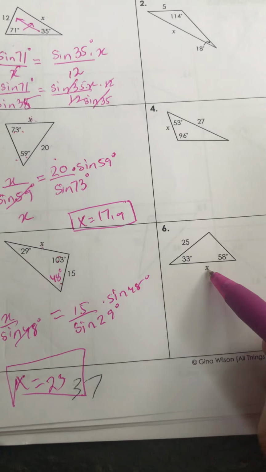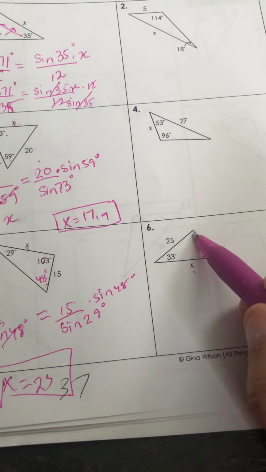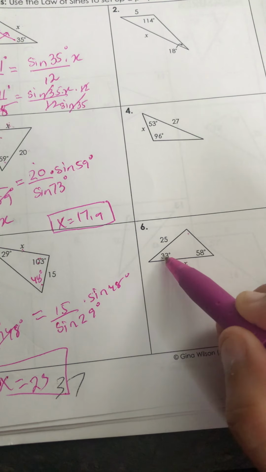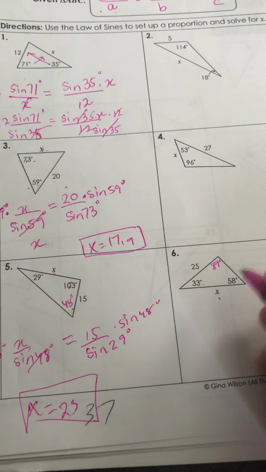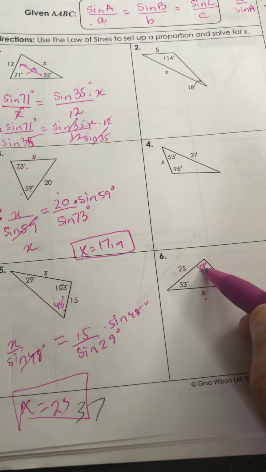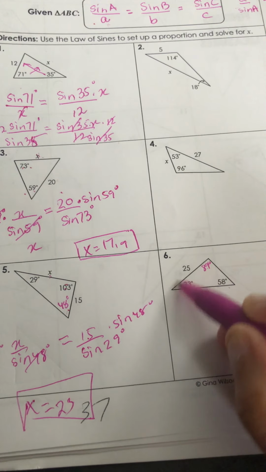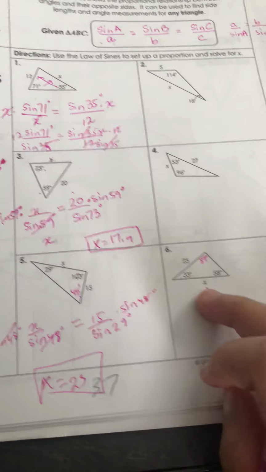In this case, the same. I know this side, but I do not know the angle. I can always find the third angle because of these two angles. This will be 89 degrees. Now I can use this over sine of that and this over sine of that. I don't have to actually use this angle because they just want to find this x.